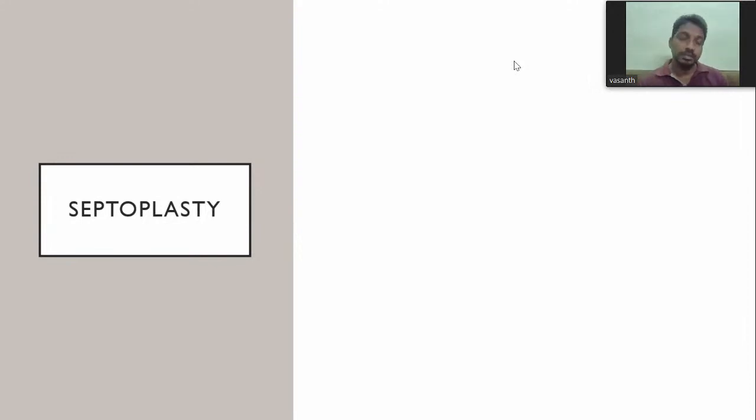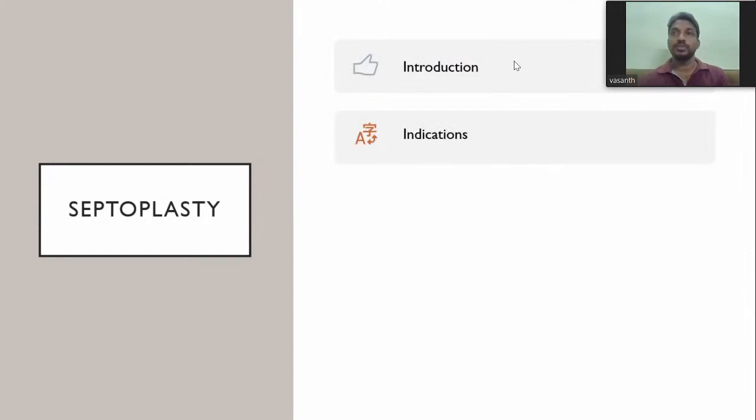Carcinoma maxilla, I forgot about histology. Histology is mostly squamous cell carcinoma. Sometimes it might be adenocarcinoma. Okay. And the surgery which was asked in many questions was septoplasty. So septoplasty, it's a surgery. So if you know the introduction and history, you can give it.